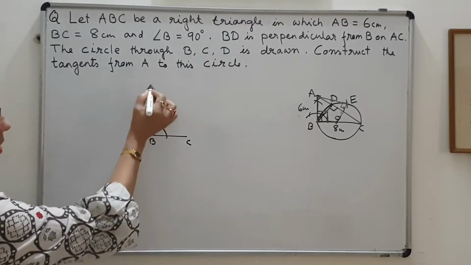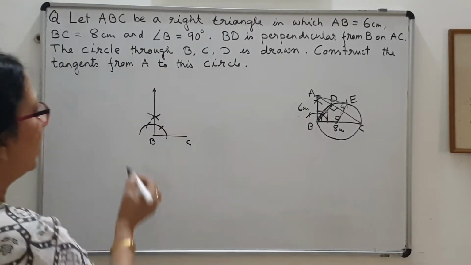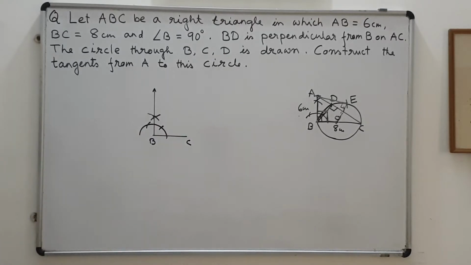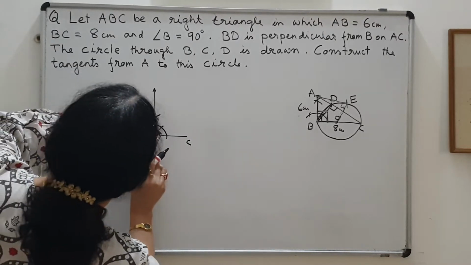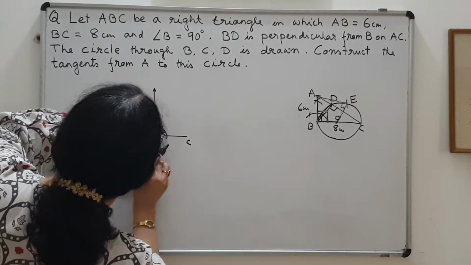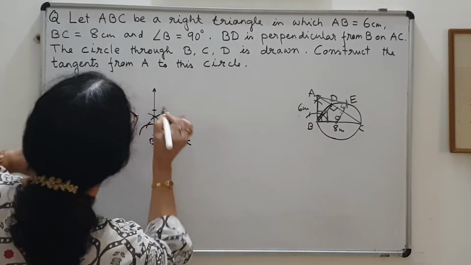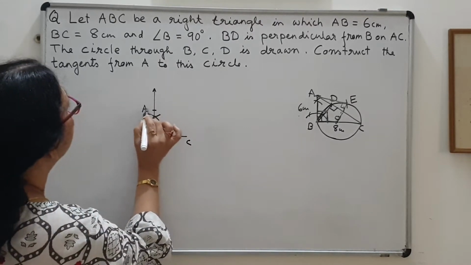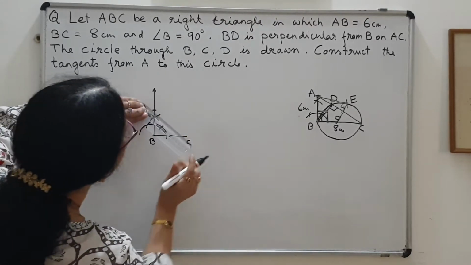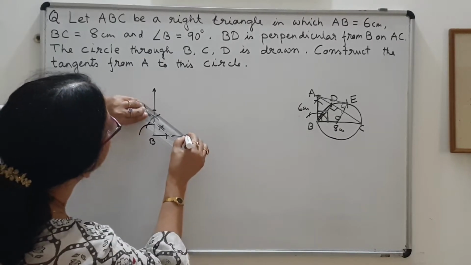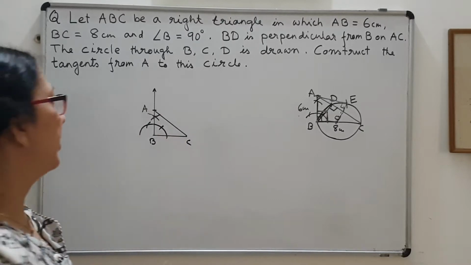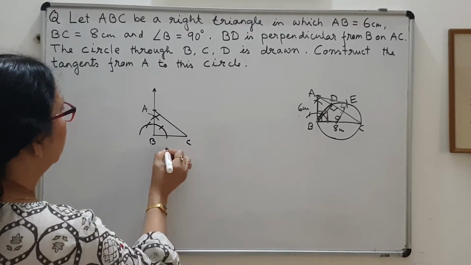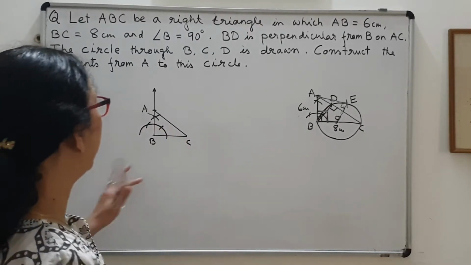Then from this arm, I'll cut out a length of 6 centimeter, with the help of a scale or a compass. So it is 6 here. So the point will be here. This will be the point A. Then I will be joining this AC. So first I have constructed the right triangle with proper dimensions. This is your 8.